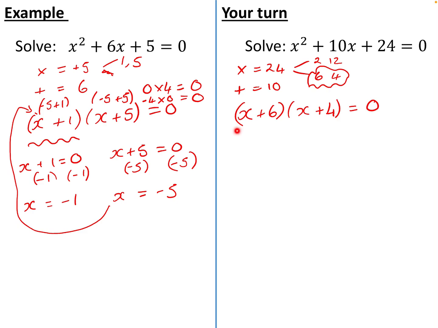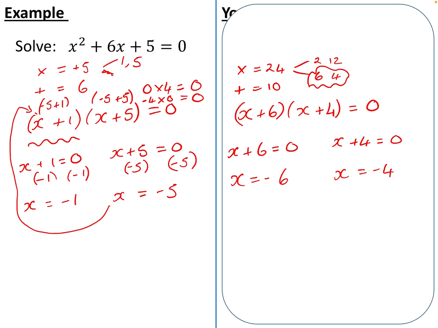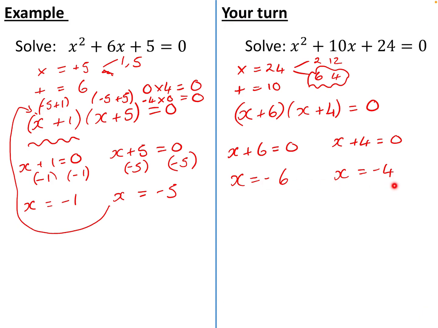For this to be true, one or the other bracket, even potentially both, need to equal 0. So if I set each of them separately equal to 0, I know that one of these has to be the case. Rearranging, I get that x is equal to negative 6 and x is equal to negative 4. Those are the two solutions to this equation up here.